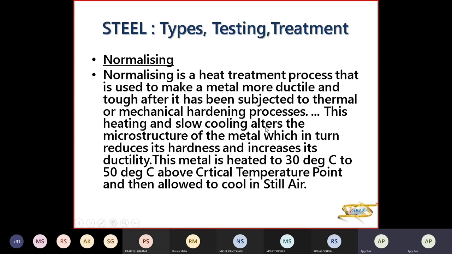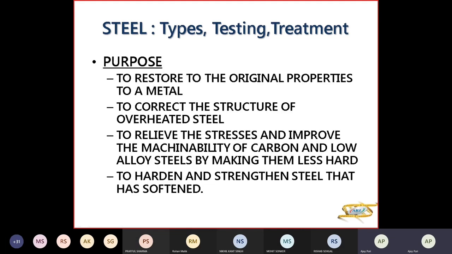In this, you are not cooling in sand, but in still air. So here you are cooling just at room temperature, in still air without any fan, without any AC. So you're normalizing the material. What is the purpose here? Restoring the original properties to the metal. You're correcting the structure of overheated steel. You are relieving the stresses and improving the machinability of carbon and low alloy steel. Machinability means you can cut it in machine parts. So we are making them less hard. If it is too soft, then you're hardening and strengthening the steel. So basically, you're resetting the structure of the steel by normalizing.